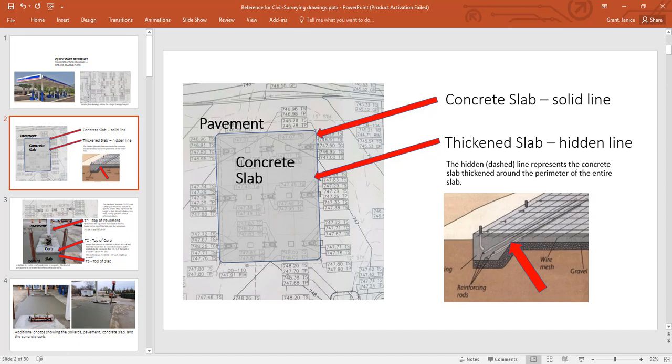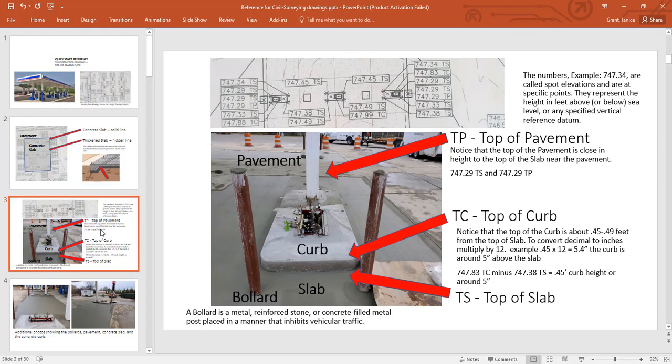So there's a concrete pad, and I just wanted to show you here that there's a dash line that's inside this concrete slab, and that would be where this foundation thickens, and that's called a thickened slab. So these are additional terms, but also terms that you'll need to know in our field and a part of that chapter.